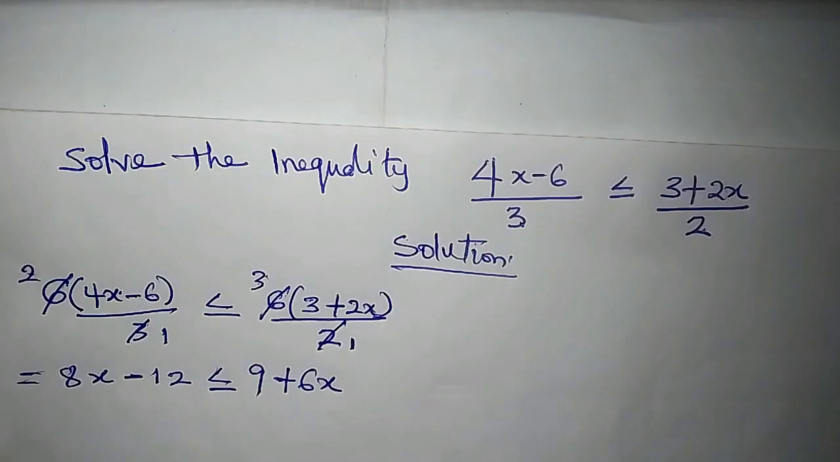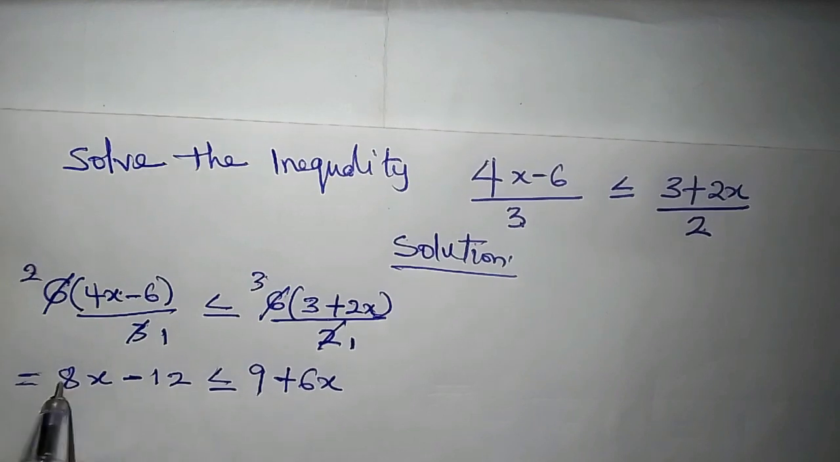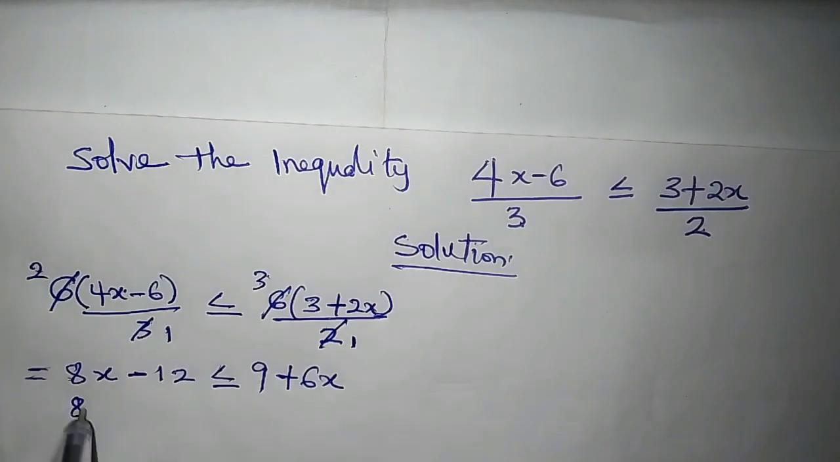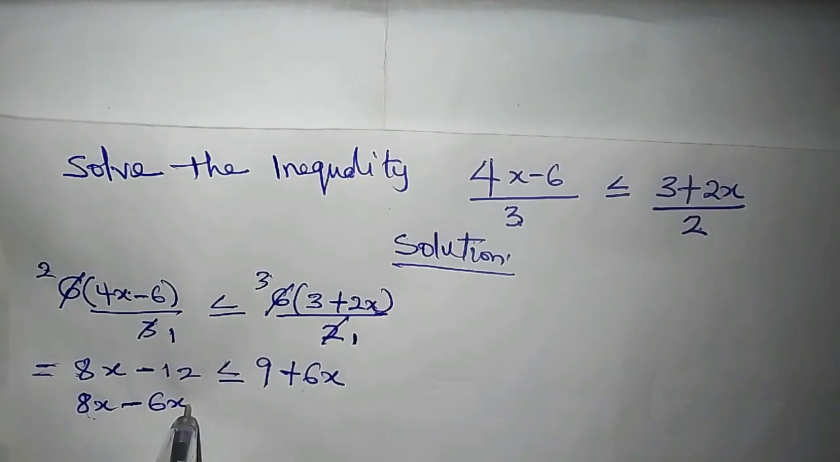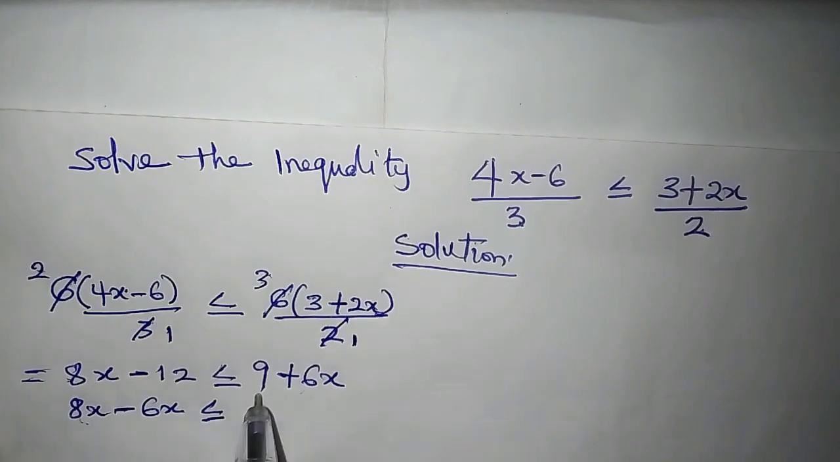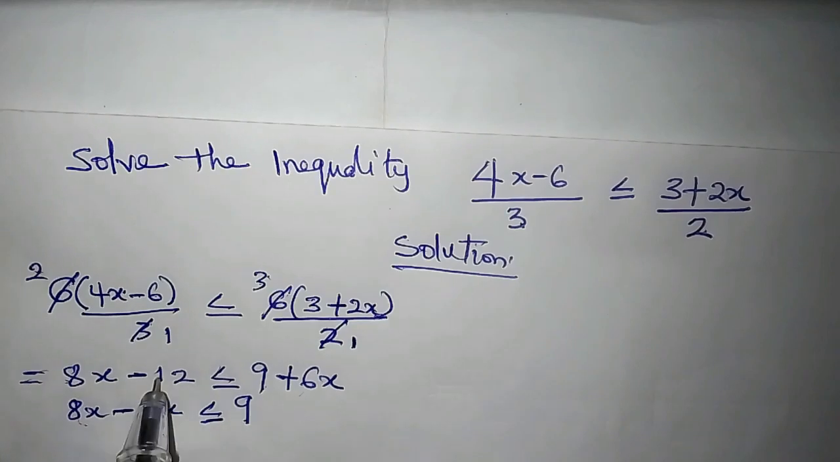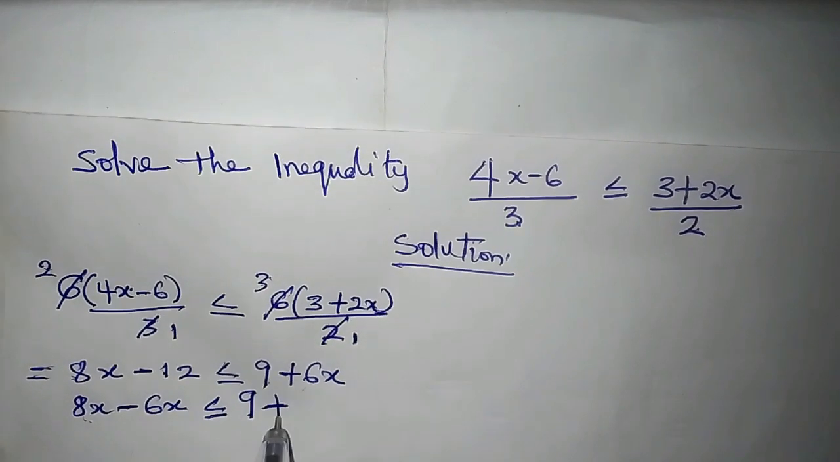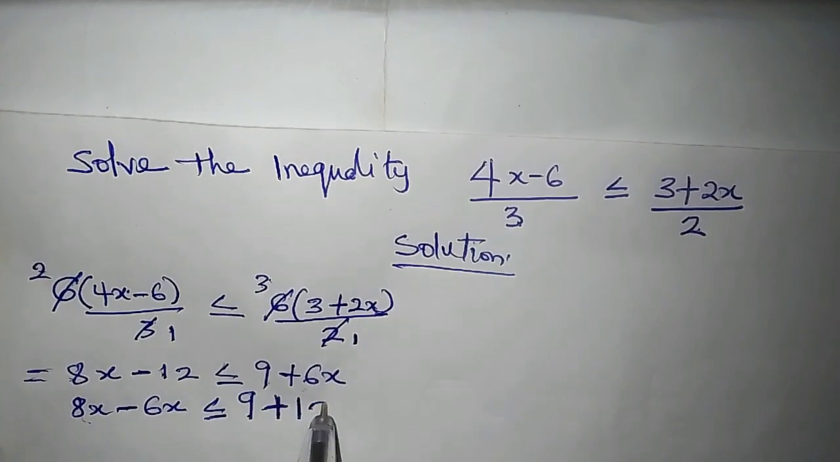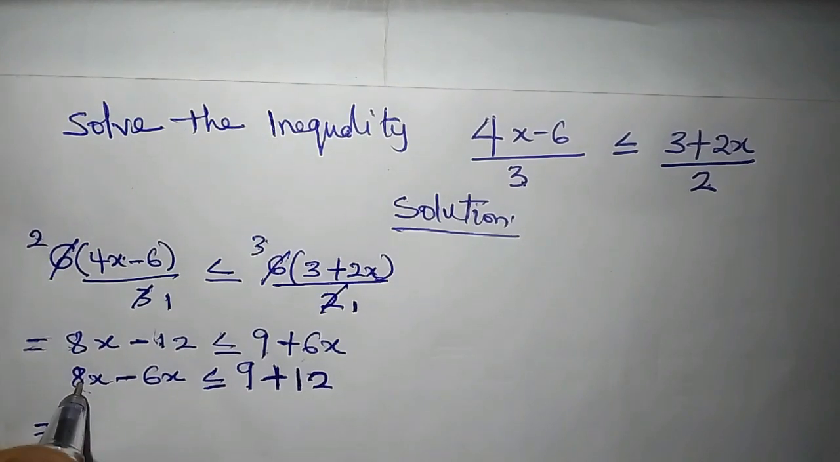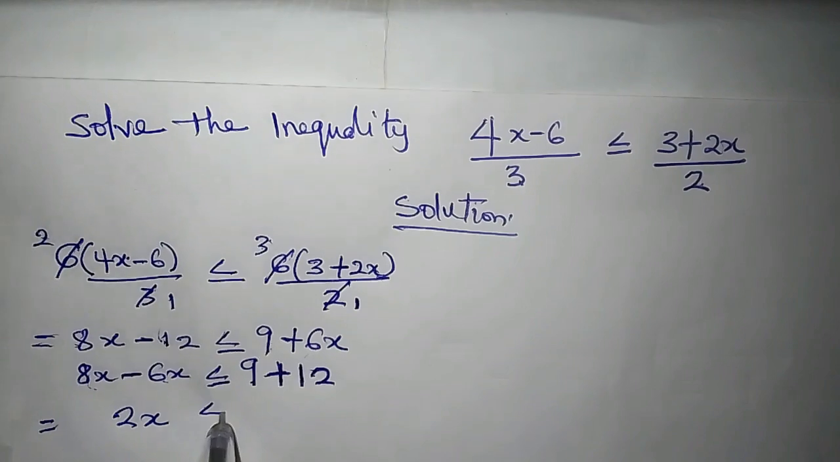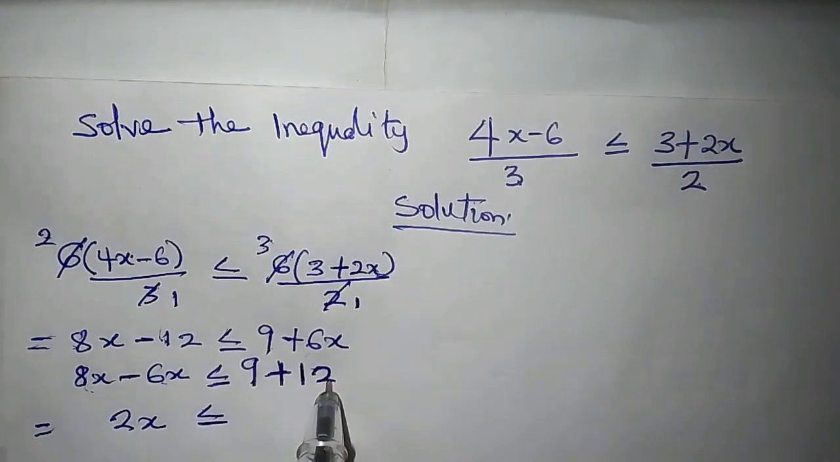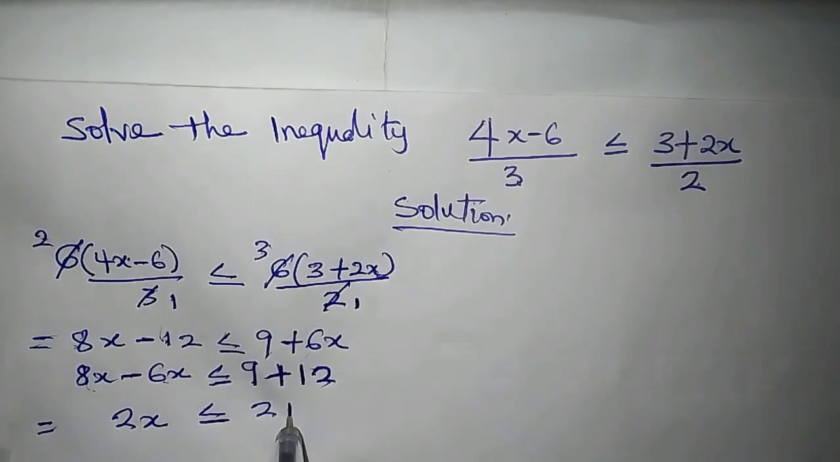So now let's collect like terms. We have this 8x. 6x will cross and turn to minus 6x, less than or equal to 9. 12 will cross and turn to plus. So we have 8x minus 6x is 2x, less than or equal to 9 plus 12 is 21.